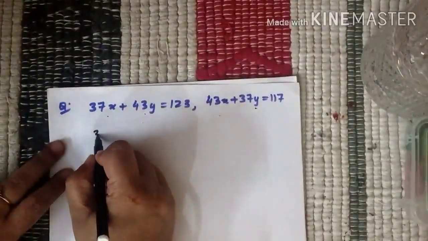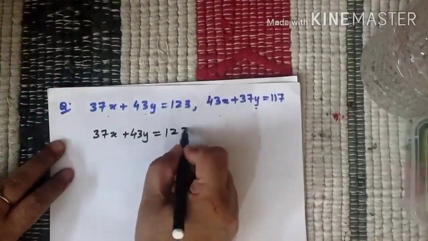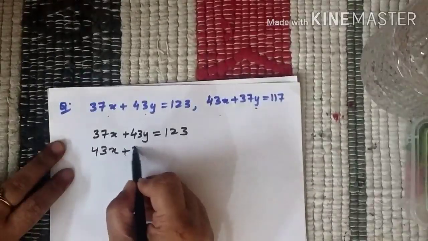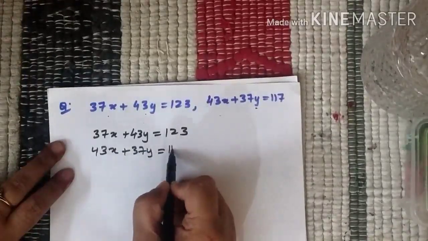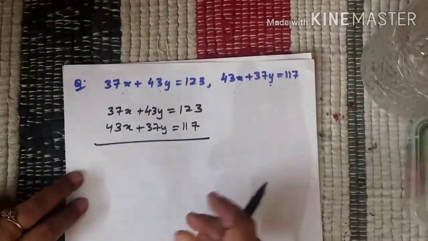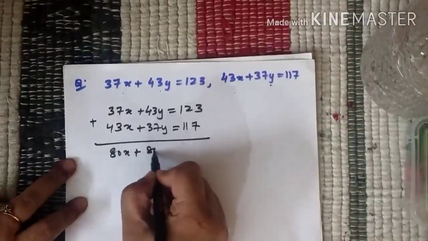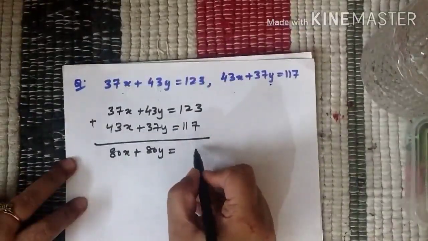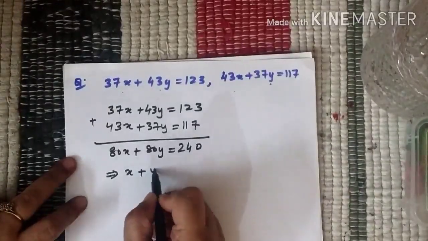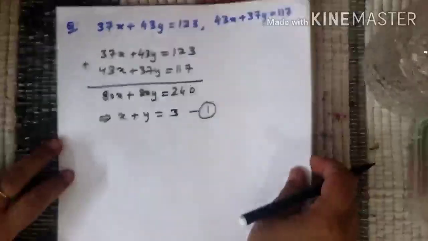That special technique is once you add these two equations, and another time you subtract these two equations, and the equations reduce to very, very simple forms and you'll be able to solve them. If I add, I get 80x plus 80y is equal to 240. So I get x plus y is 3, dividing by 80. This is 1. Now let us subtract them together.